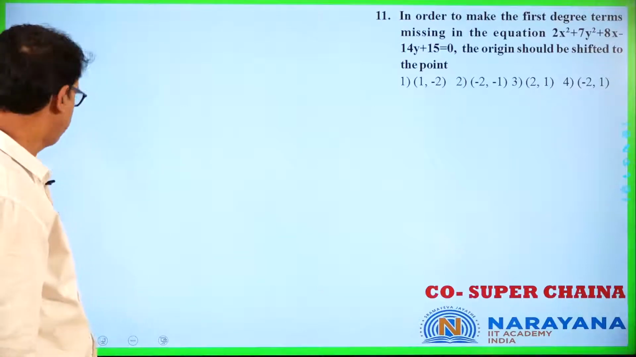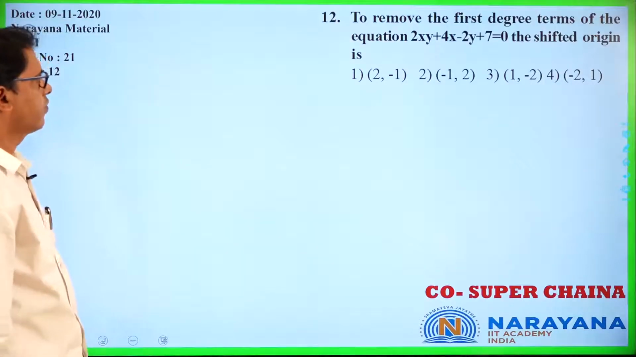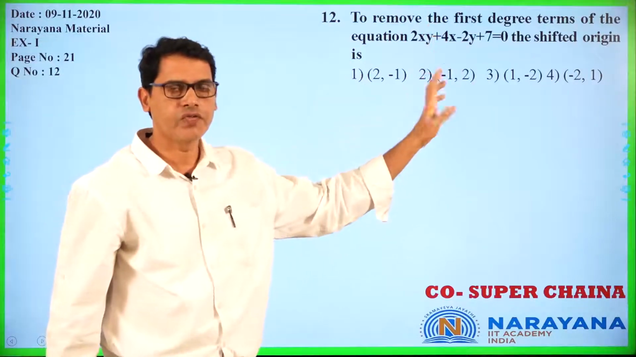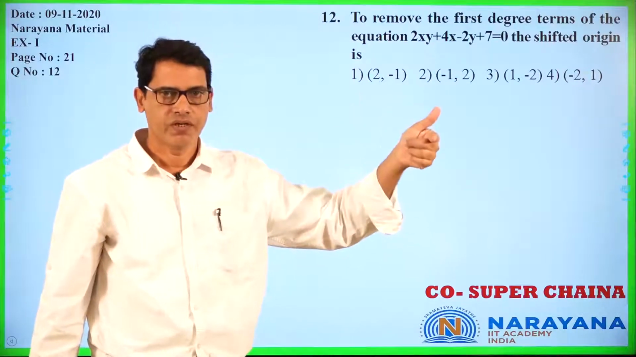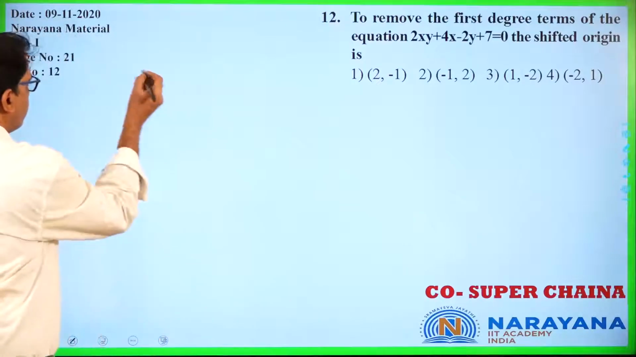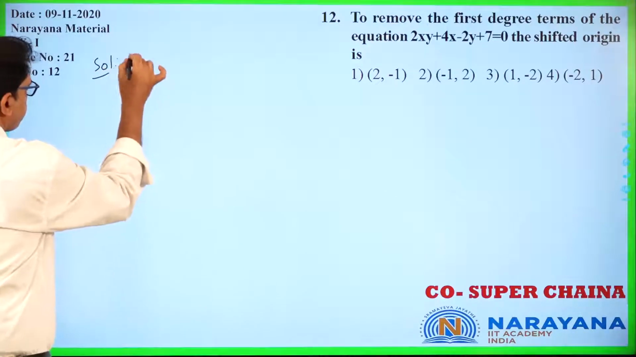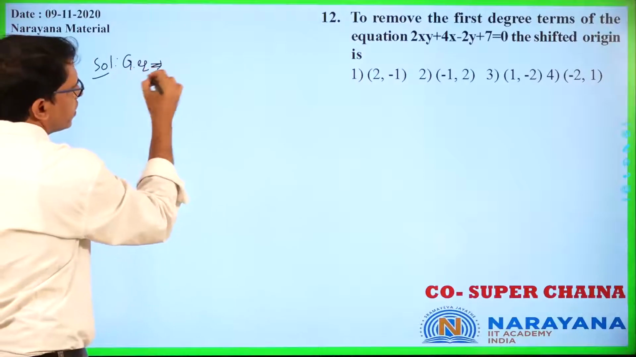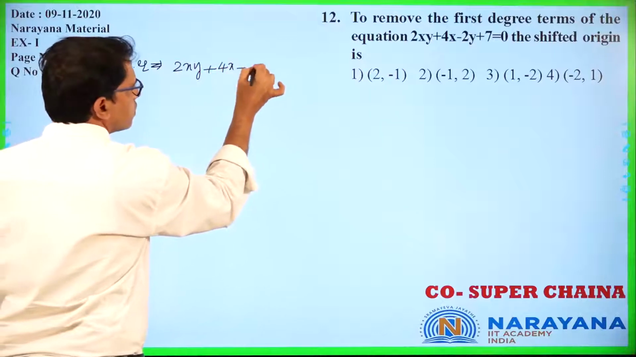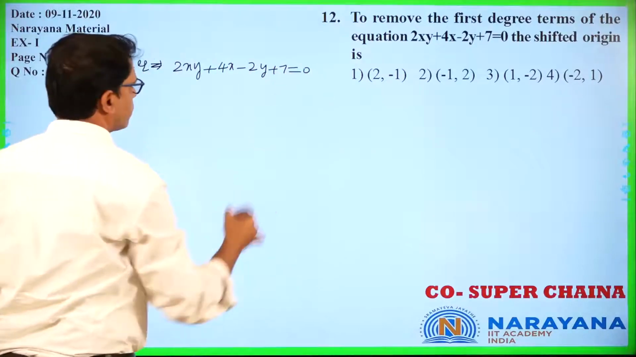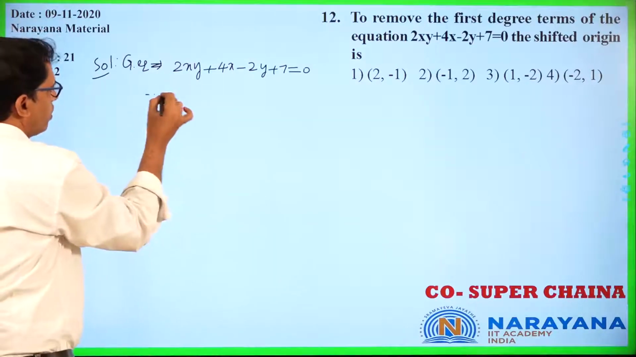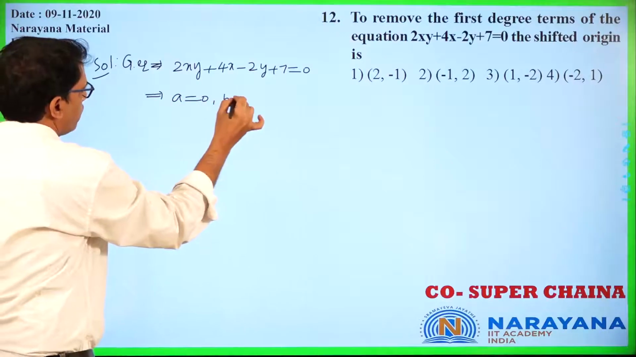Previous one completed now? Yeah. See, again same. To remove the first degree terms from this equation, we need to find the translated point. Okay? See, the given equation implies 2xy plus 4x minus 2y plus 7 equals 0. Here a value 0, b value 0, since there is no x square term or y square term.